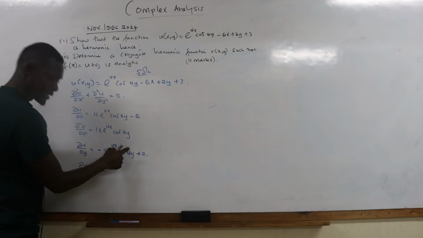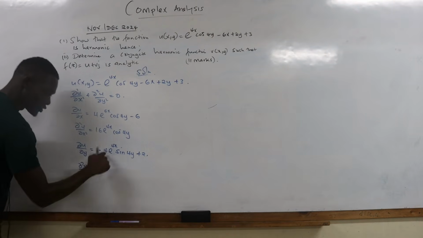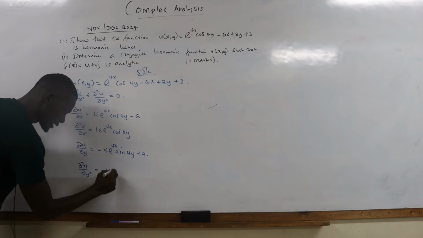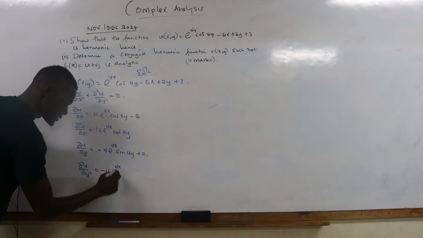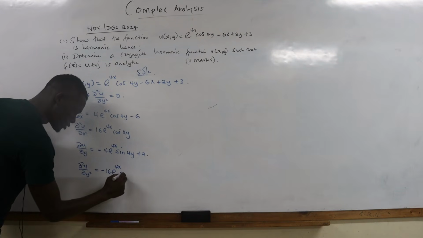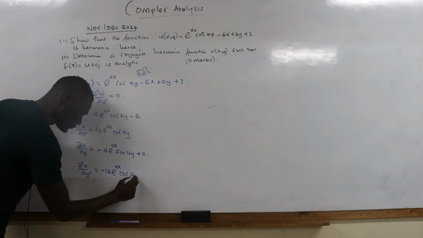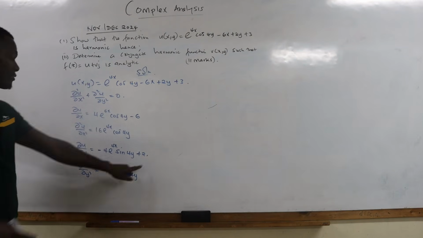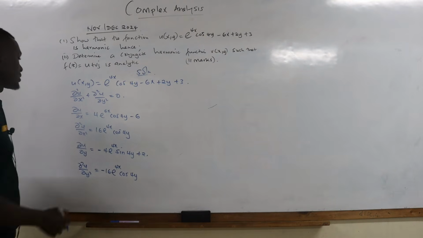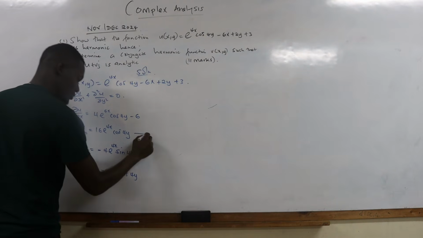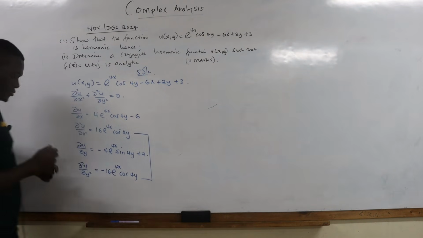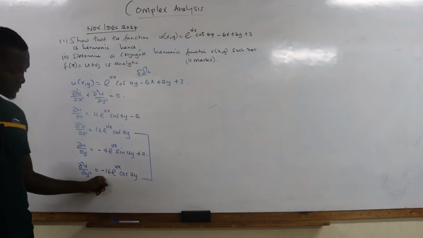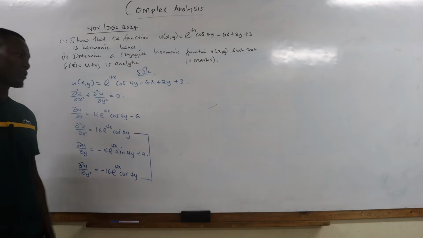Then there's a constant again, 4. Remove the 4 again. So 4 times negative 4 gives you negative 16. Are you together? Then exponent of 4x. Then this one changes to become what? Cosine of 4y. We don't have a y here, so you don't differentiate. Then when you add these two, 16 exponent 4x cos 4y and negative 16 exponent 4x cos 4y, what do you get?